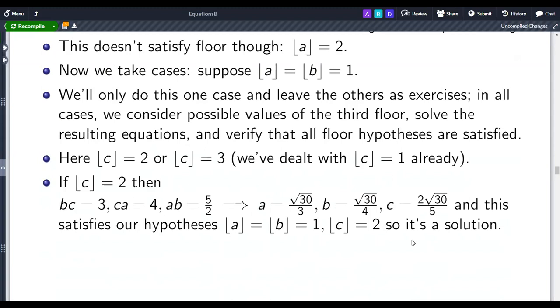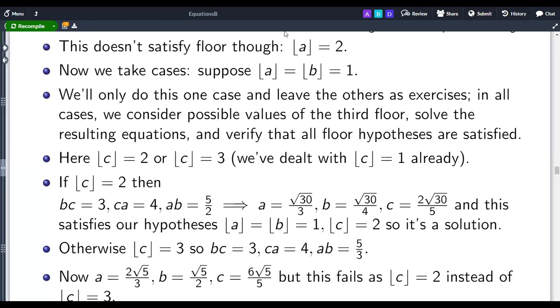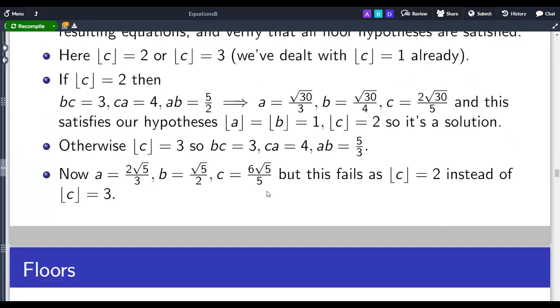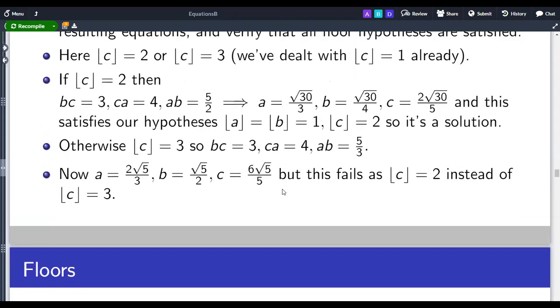For example, if floor of C was 3 instead, then this is another case that fails. Do you want me to go into details about it? You use the same way to find ABC as we did earlier, but then you just have to check all the floor conditions and make sure that they work or they don't work. So it's not very instructive at this point. Unless you guys really want to do it, we'll move on to the next question. Is that fine with everyone? Yeah. Okay, let's move on then.